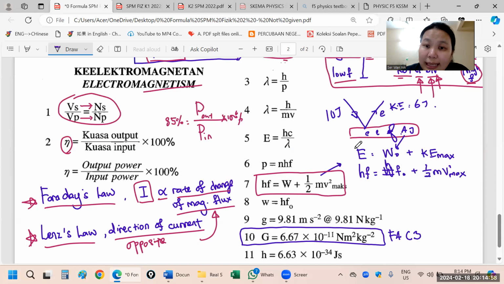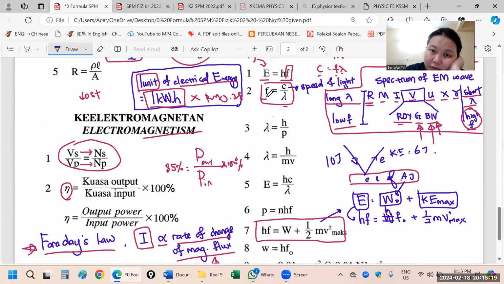Get it? Light energy total. Absorb the minimum energy, so they go out, that is the work function. Then the kinetic energy that goes out is 6 joules. So E is hf. W naught is hf naught, the threshold frequency. And the kinetic energy is half mv squared.